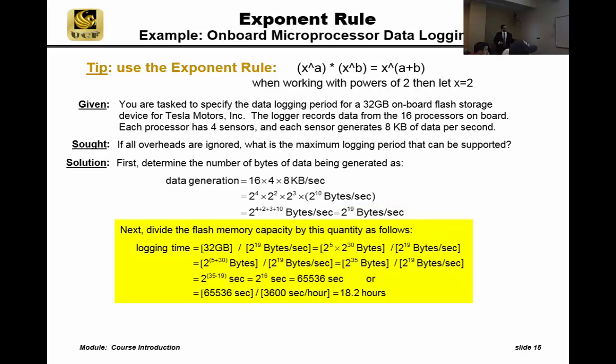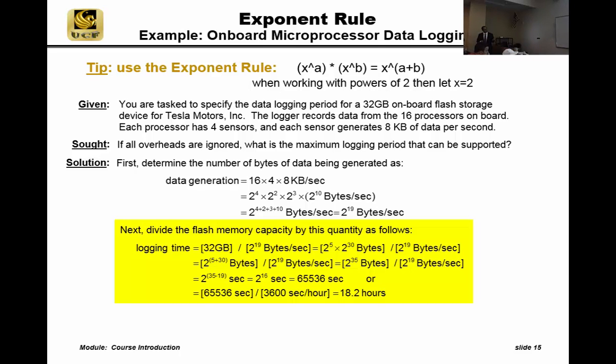So in this case, we have 32 gigabytes. Remember, right? We have kilo, mega, giga. Just remember, kilo, mega, giga. Kilo is 2 to the 10, mega 2 to the 20, giga is 2 to the 30. So 2 to the 30, right? And how many of those 2 to the 30s do we have? You have 32, which is 2 to the 5. So 2 to the 5 times 2 to the 30 is 2 to the 35, divided by 2 to the 19, as we solve for here.